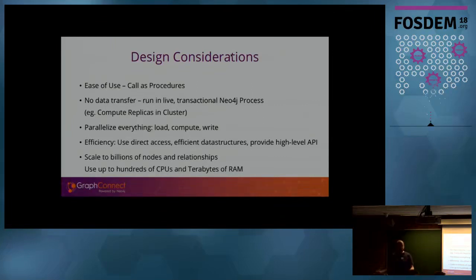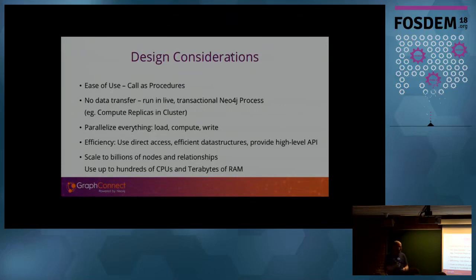We didn't want to have data transfer. We wanted to run these algorithms in the Neo4j process, which is still live, running transactions. It's not that we stop the Neo4j instance to run the algorithms. We can say, okay, use a concurrency of X, which is a percentage of your total number of CPUs, and the rest of the Neo4j database continues to run transactional workload at the same time while it's also running the graph algorithms.